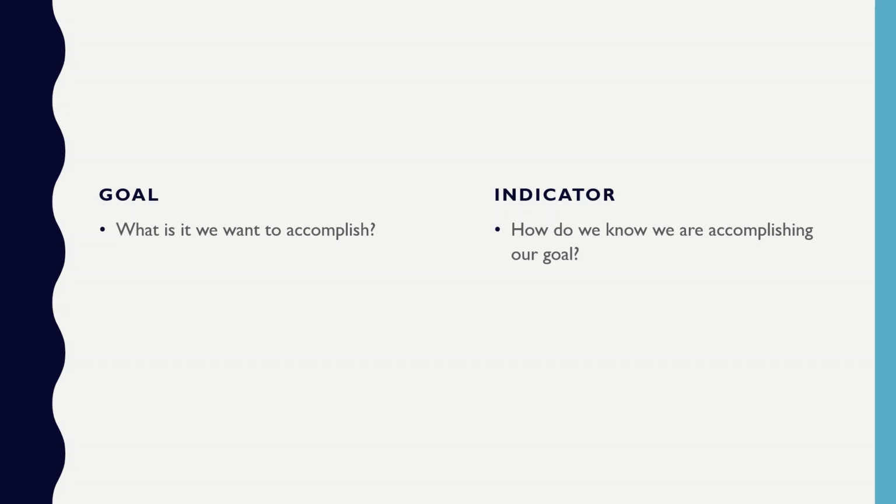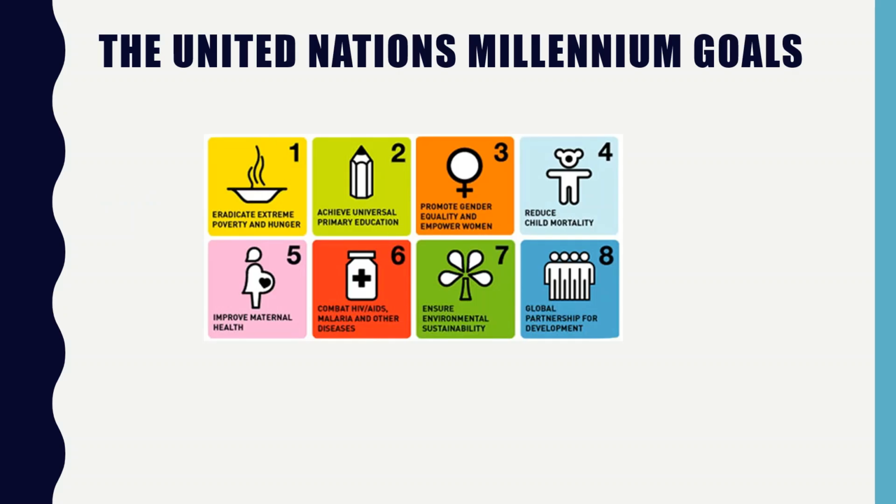The United Nations originally had the Millennium Development Goals. There were 8 of them. And they were to eradicate extreme poverty and hunger, achieve universal primary education, promote gender equality and empower women, reduce child mortality, improve maternal health, combat HIV, AIDS, malaria, and other diseases, ensure environmental sustainability, and create a global partnership for development. And they fell short.